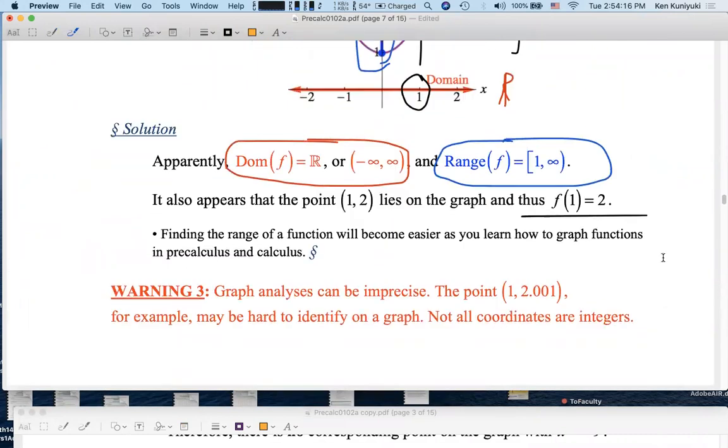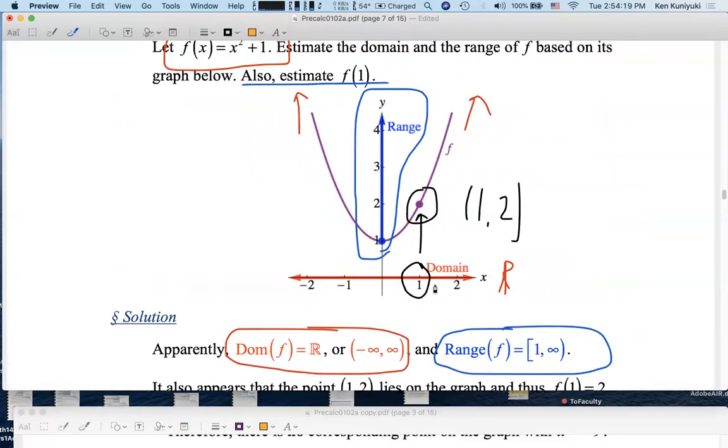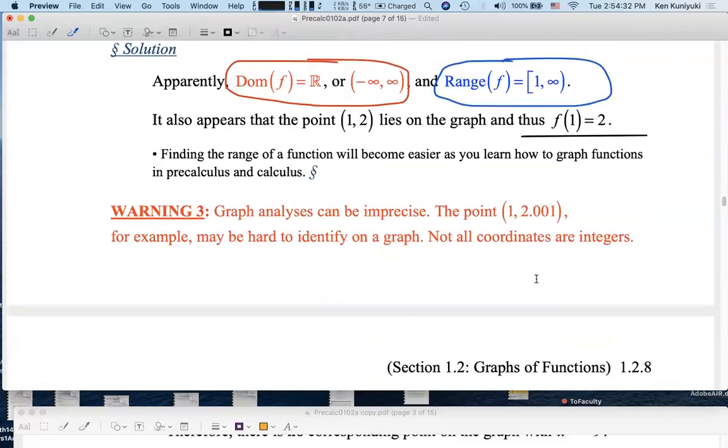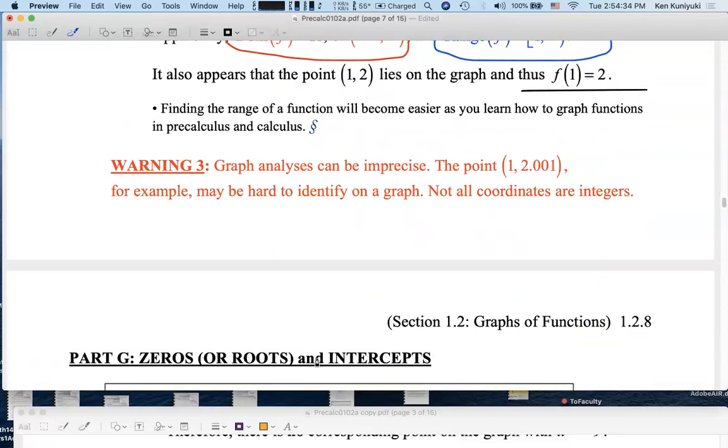Next up, notice this graph does not have any x-intercepts. Why is that? Because this function value is never 0. Y is never 0 on this graph. How do we find x-intercepts and therefore zeros or roots for the function? Next time.